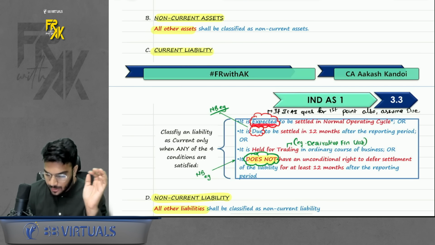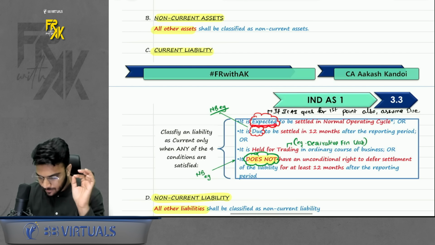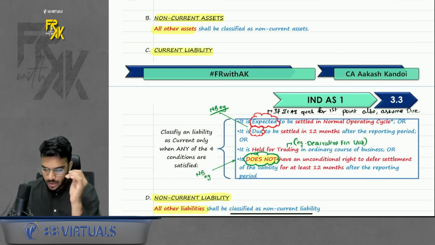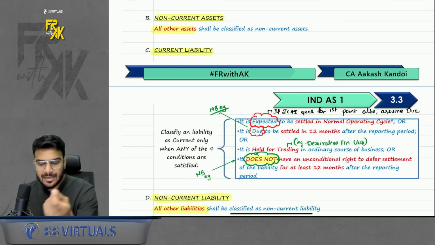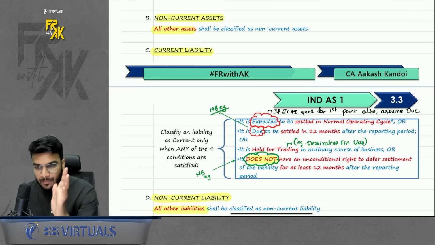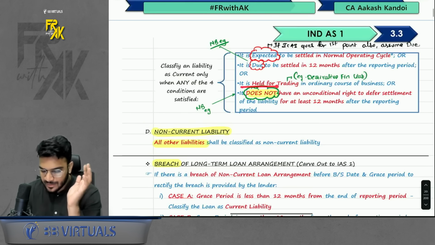In the first point, as per Barrett, it is expected, but in exam, as per ICA solution, they check for the word due only. Okay, anyways. So current liability, again 4 conditions, we have to meet anyone. First is settled in normal operating cycle. Second is due to be settled in 12 months from the end of reporting period. Third is if it is held for trading.